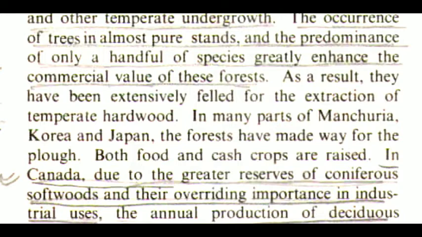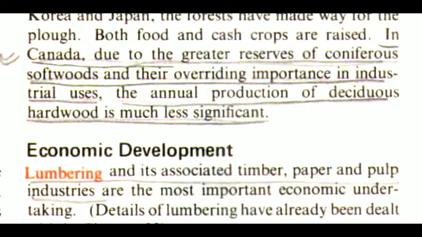In many parts of Manchuria, Korea, and Japan, the forests have made way for the plough. Both food and cash crops are raised. In Canada, due to the greater reserves of coniferous softwoods and their overriding importance in industrial uses, the annual production of deciduous hardwood is much less significant.